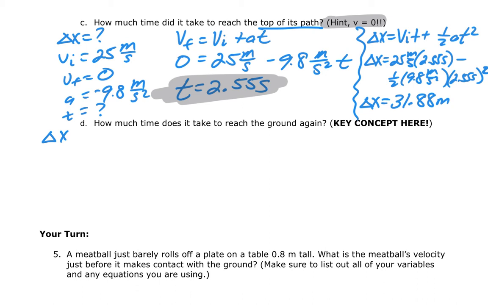So that means that the ball went up 31.88 meters. I got a positive number there because the ball went up. So that makes sense that I got a positive number. So now let's look at part D again.